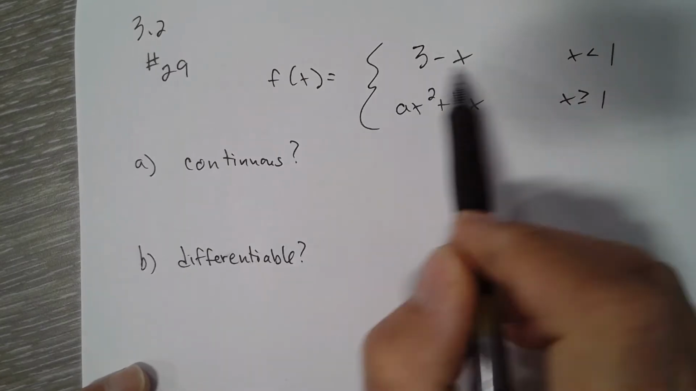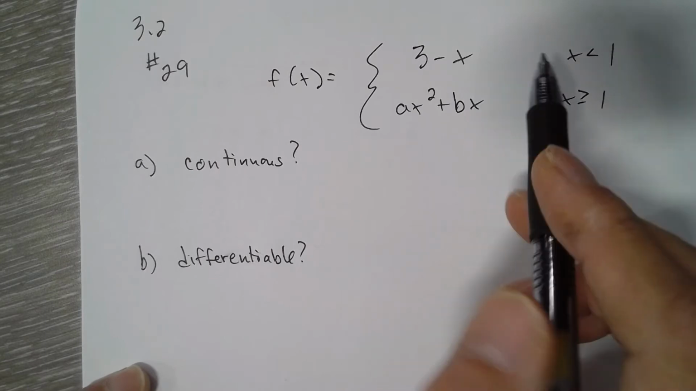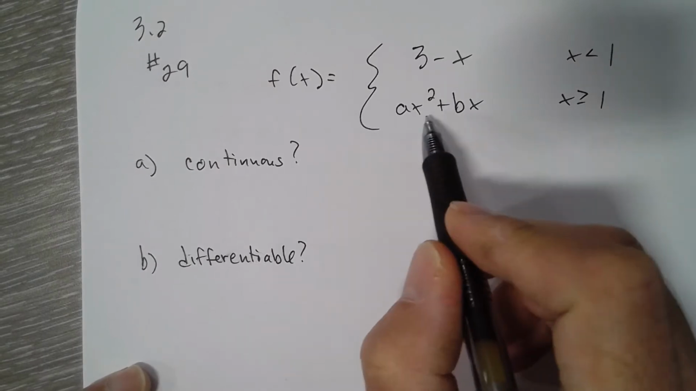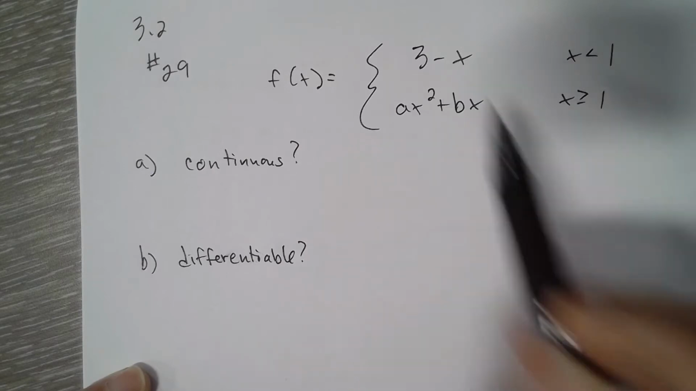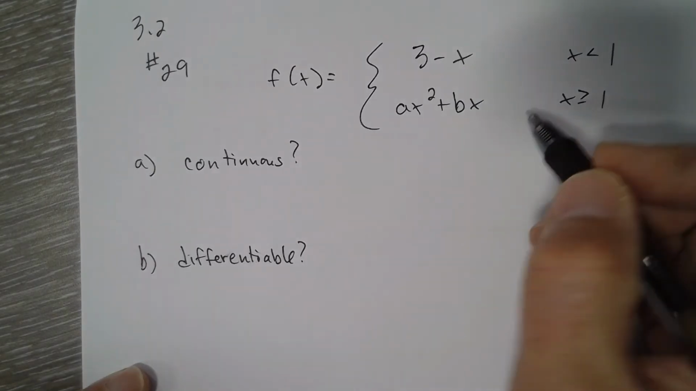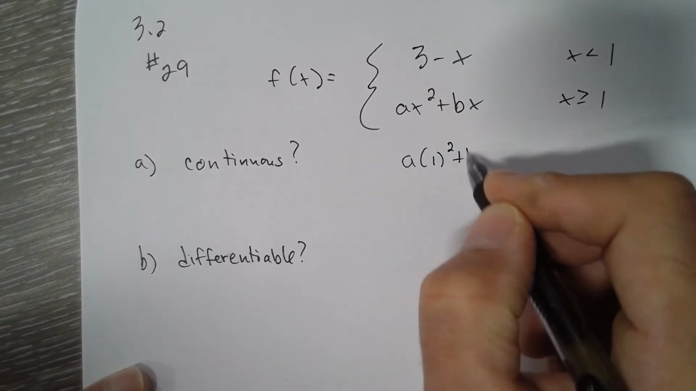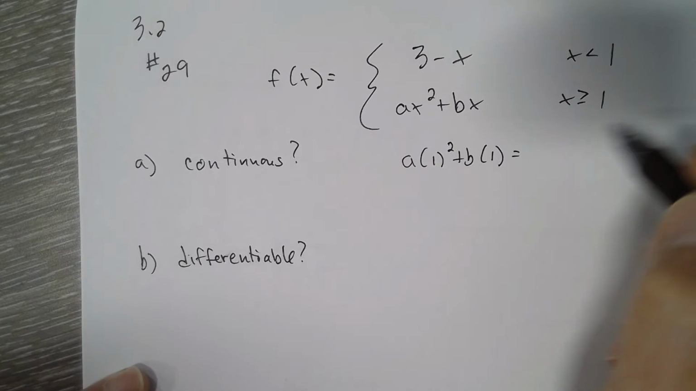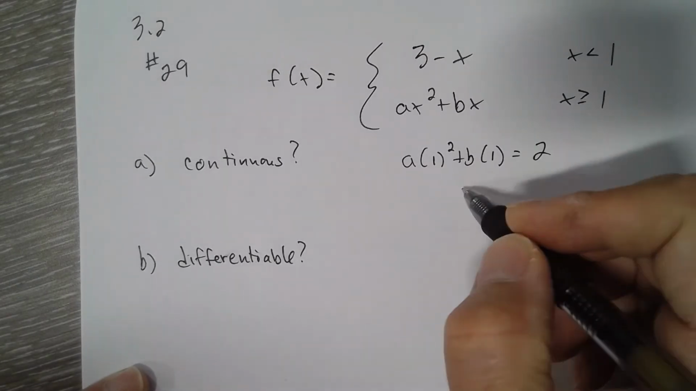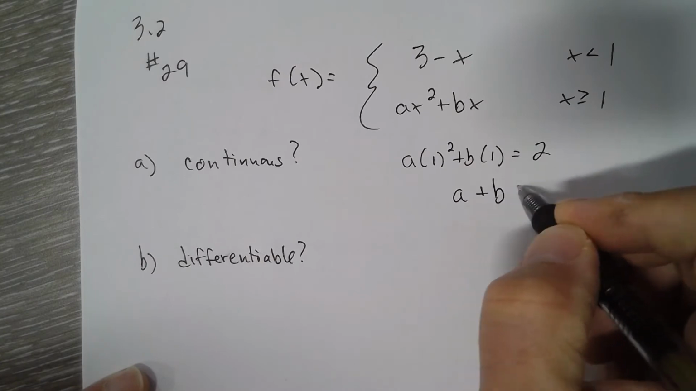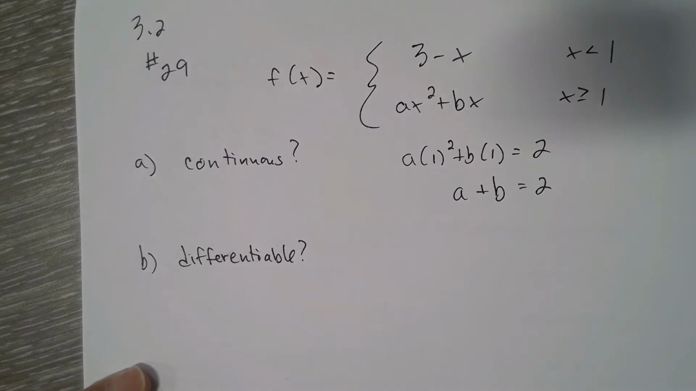So we can find the y value of this one by plugging 1 in. You get 3 minus 1 is 2. So when x is 1 for the parabola, it has to equal 2. So a times 1 squared plus b times 1, that value has to equal 2 for it to be continuous. So we have a plus b equals 2. That's the relationship to make it continuous.